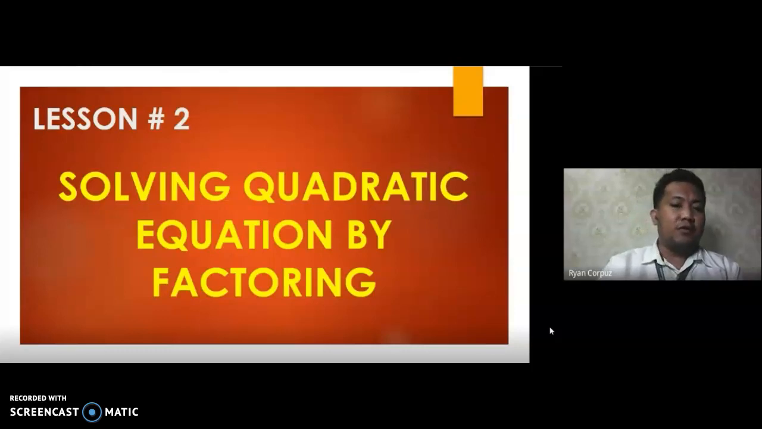In this lesson, you are going to find out how factoring is being used in solving a given quadratic equation. So without further ado, let us now proceed with our discussion.